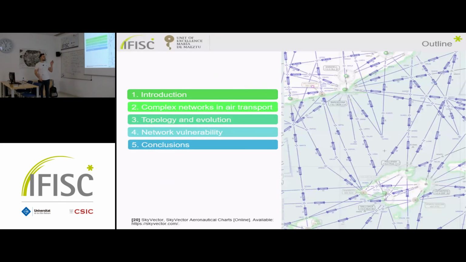Through this presentation, I will start by introducing the topic, and then we are going to discuss how we applied complex networks to analyze the European Air Route Network. In the results sections, we are going to see first the evolution and the topology of the network, and secondly, an analysis of the vulnerability of the system. And finally, I will conclude the presentation with the main conclusions.